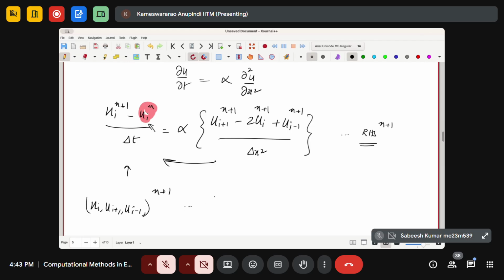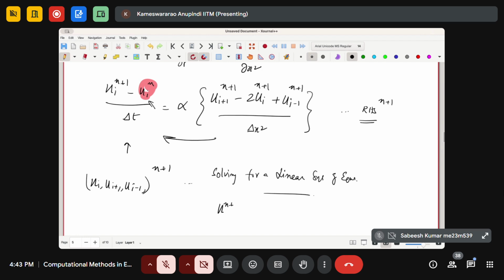So basically, you will end up solving a linear system of equations in order to obtain u at n plus 1 for i, where i goes from 0 to n. Now this may sound a little more complicated because earlier in the Euler's explicit method, we were able to simply substitute the values and then calculate, whereas now we have to solve for a system. That means we have to solve Ax equals b to be able to actually get u at the n plus 1 time level.